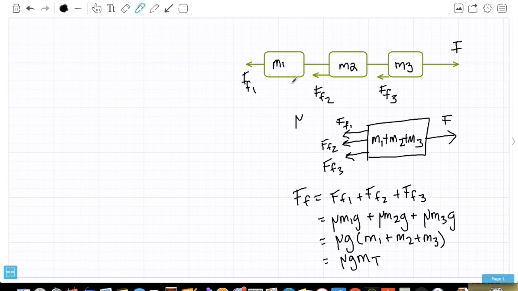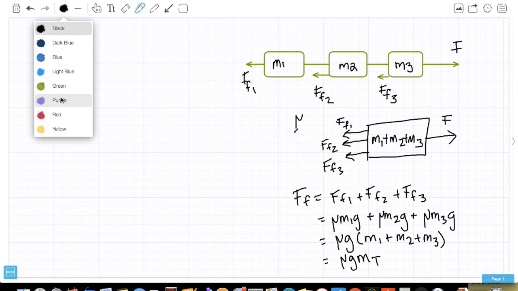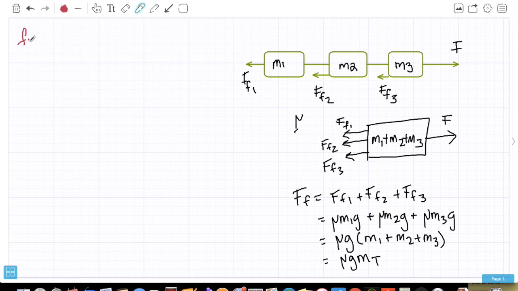Now, if each block had a different surface and therefore a different mu value, then we would replace that different mu value at each term. But in this case, the mu is the same, so we don't have to really consider each block separately. We can treat them as one whole. Okay, so let's look at what the acceleration of all 3 blocks are. So we're going to find the acceleration of the system.